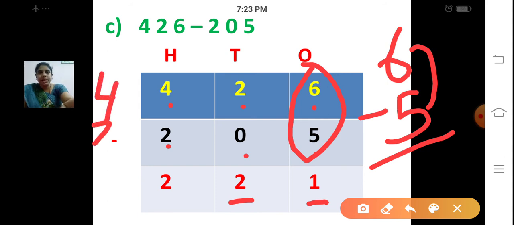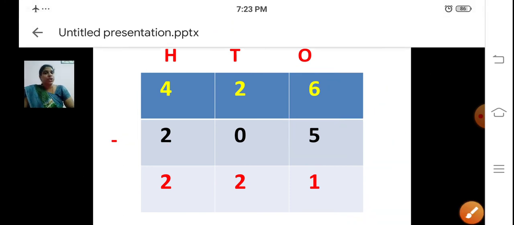400 minus 200. 4 minus 2. Start from number 2. Count forward till you reach 4. After 2, 3, 4. So how many? 200. 400 minus 200 is 200. So my answer is 221.